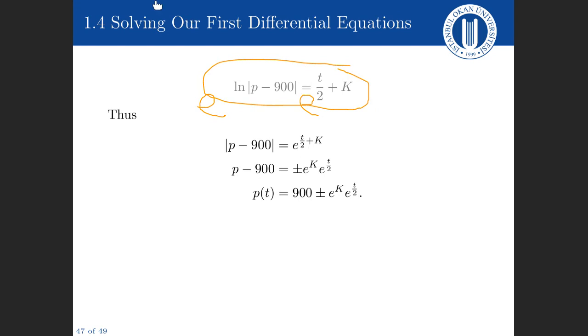Next, I want to get rid of these absolute value signs. Absolute value either changes a negative number to a positive number, or it keeps a positive number as a positive number. Either we have plus or we have minus here. We are allowed to remove these absolute value signs as long as we add plus or minus just here. And instead of writing e to the t over 2 plus k, I choose to write this as e to the power k, e to the power t over 2.